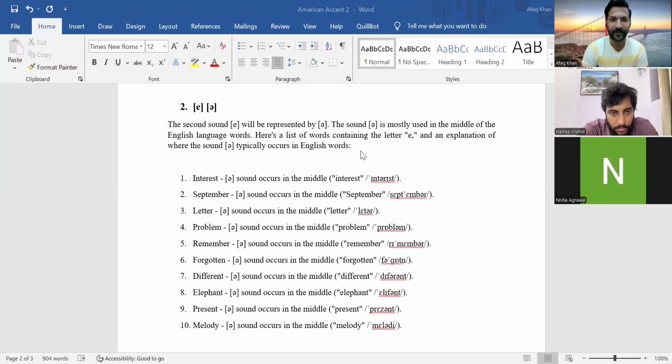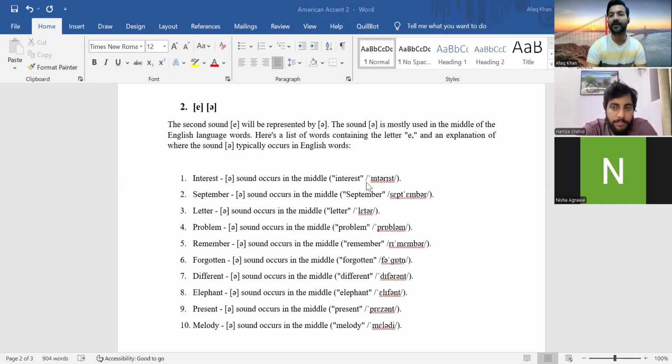Okay, very good. So the schwa sound is the second sound of the letter E. Whenever we get the letter E in the middle of any word, most probably it's going to be a schwa sound, as in interest. Let's go ahead and look at the examples right now. The first example is right here: interest. The schwa sound occurs in the middle.